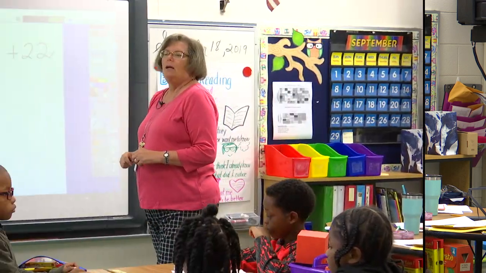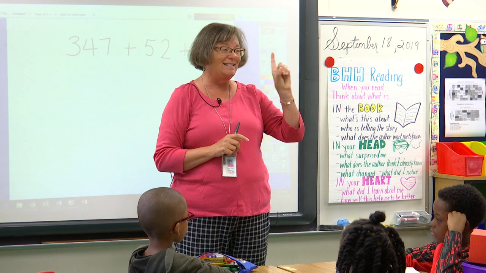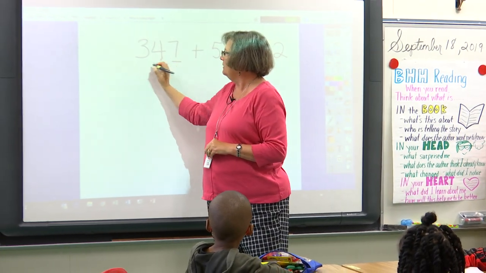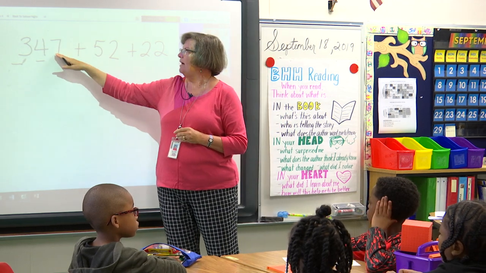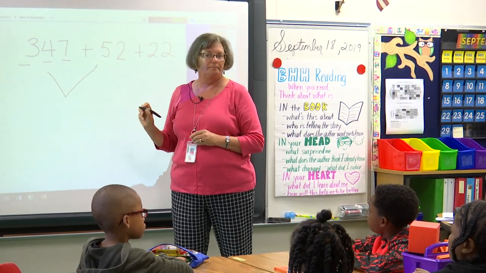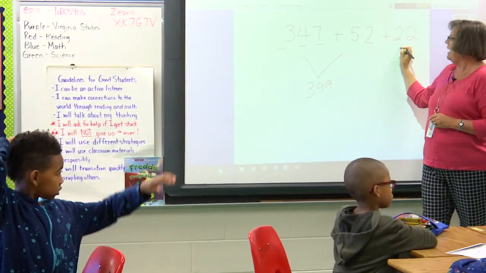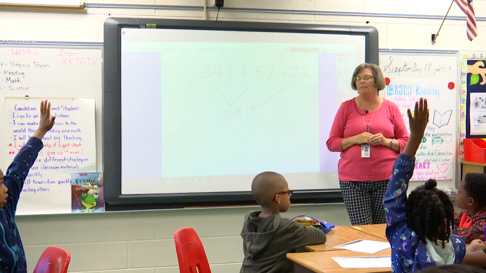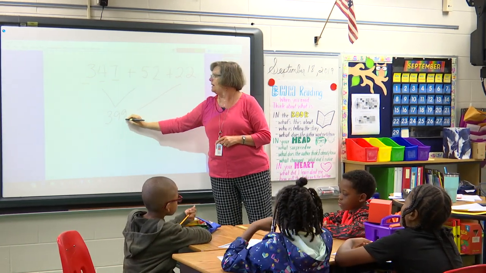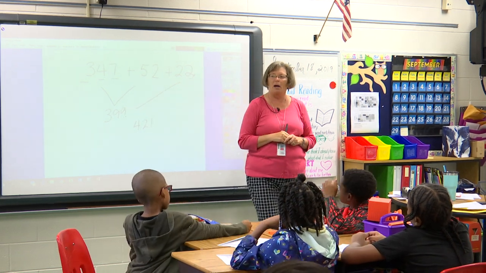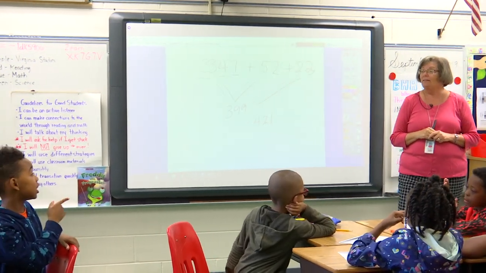Okay, let's do it. So let's talk about what we discovered during place value. We talked a minute ago and we said only one digit can occupy each place. So when I added 347 and 52, I ended up with what number? Cody? 399. And then when I added the 22 to the 399, what number did I end up with? Samira? 421. So the 9 is in the ones place, and the 2 is in the ones place. So the 9 and the 2 together become what? The 11.